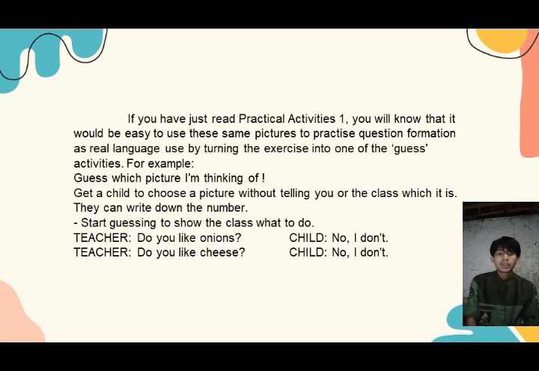Just like this, your student chooses the picture of a carrot, that means your student likes carrots, but you don't know the picture is the carrot, so you keep quizzing by asking the question, do you like banana? No. Do you like grape? No, I don't. Do you like cheese? No, I don't. Do you like carrot? Yes, I do. Just like that.